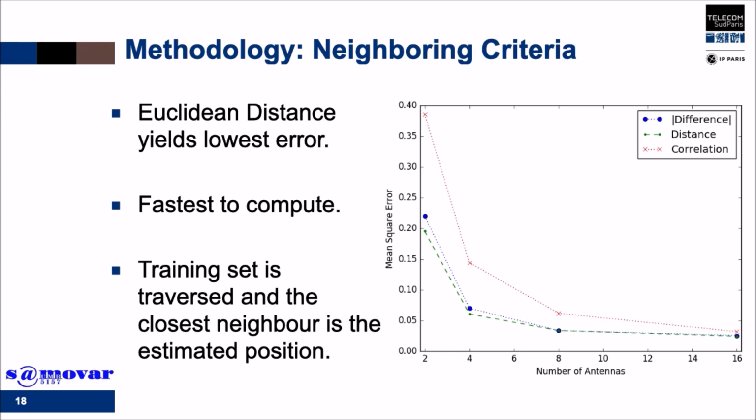to be the estimation. And we can see here that the Euclidean distance criteria yield the smallest error, and it's also very fast to compute. That's why we choose it as the neighboring criteria.